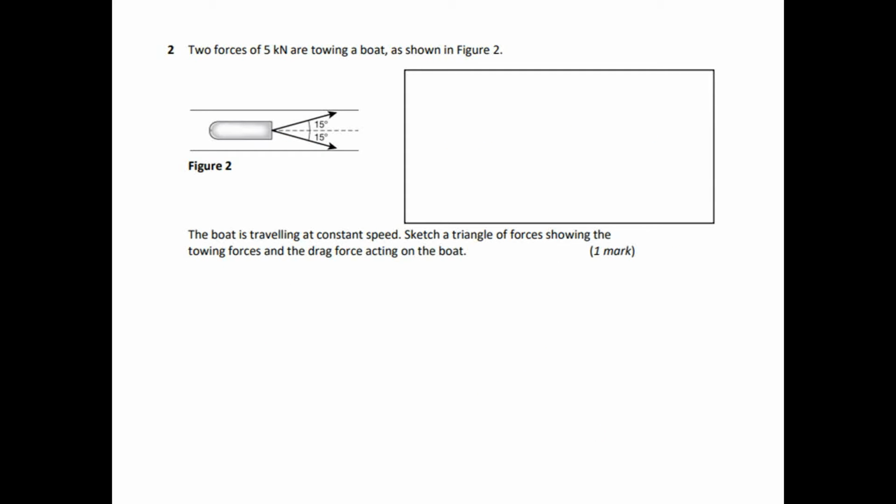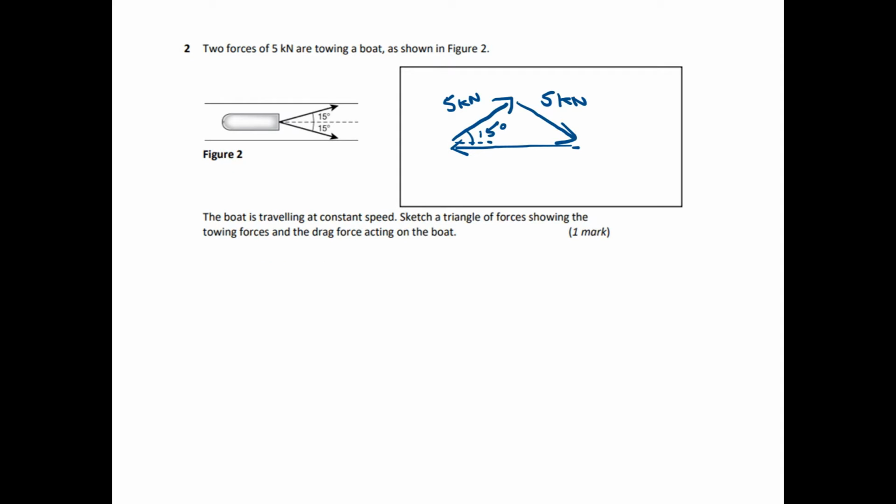Question 2. Two forces of 5 kilonewtons are towing a boat, as shown in figure 2. The boat is travelling at constant speed. Sketch a triangle of forces showing the towing forces and the drag force acting on the boat. This is 1 mark. First thing to identify is the boat is moving at constant speed, and constant speed is an example of equilibrium, so the forces will be in equilibrium.